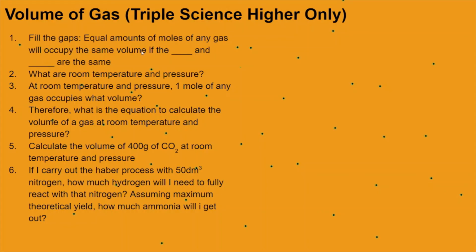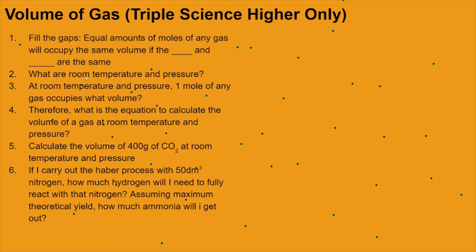So what this means is that equal amounts of moles of any gas, so let's take carbon dioxide. If we have 2 moles of carbon dioxide, that will occupy the same volume as 2 moles of oxygen, for example, if the temperature and pressure are the same. Have a go at the other 5.